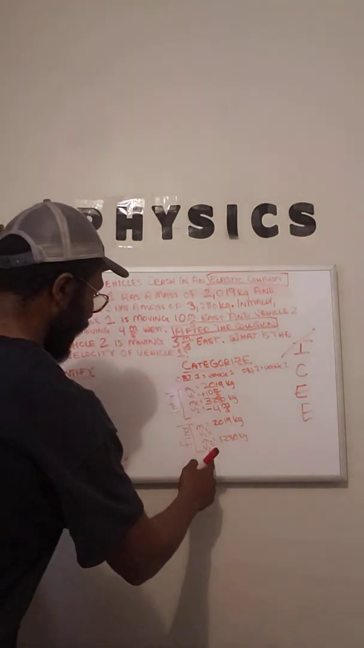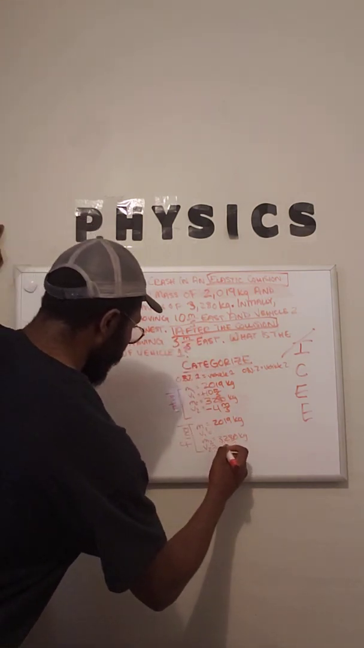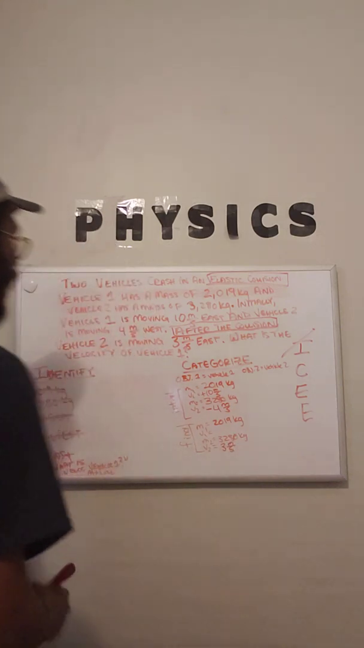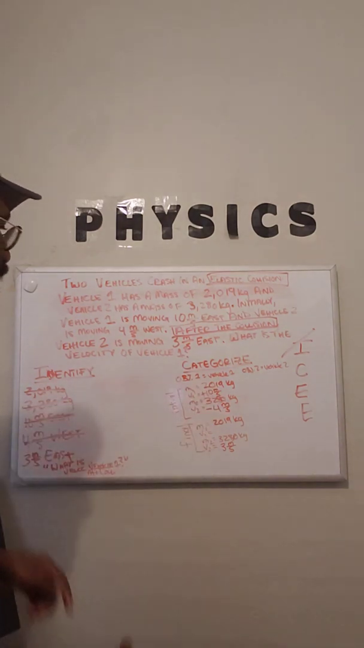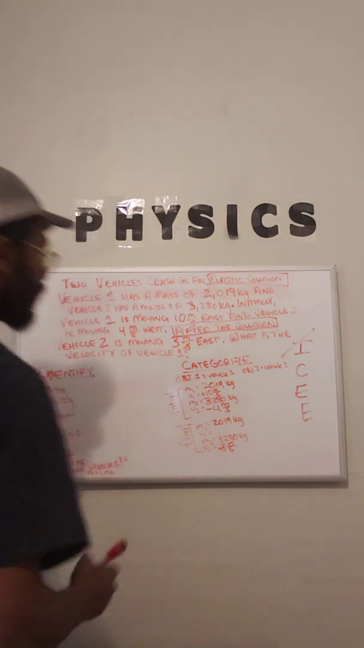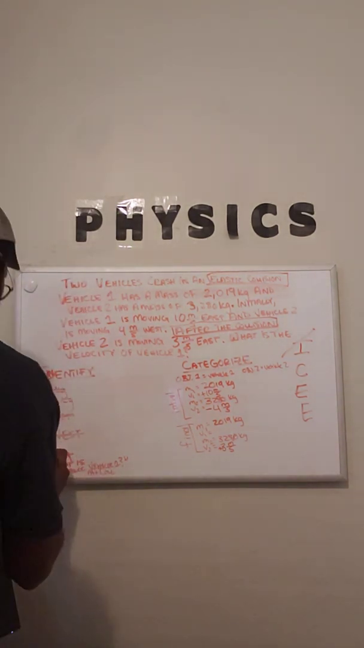I'm going to find the velocity of vehicle 2, right? Because meters per second is a unit of velocity. I'm going to put 3 meters per second. Now it says it's moving east. I did say east is the positive direction. So I'm going to go ahead and put a plus sign next to this 3 so that I know it's moving east. All right. So I'll cross that off the list.